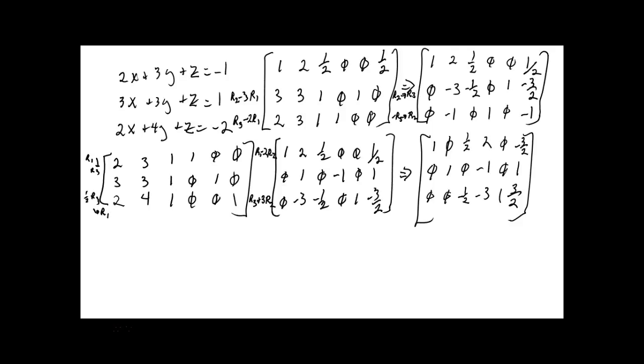Now, what do we want to happen next? We want the 1/2 on row 3 to be 1. Yeah, I believe that's a negative 1/2, by the way. It's a negative 1/2. You want that to be a 1. How will you make that happen?